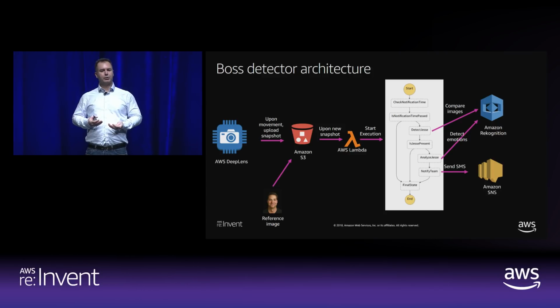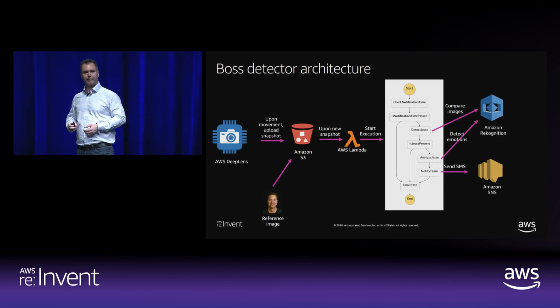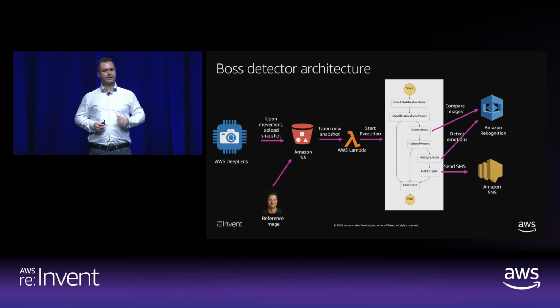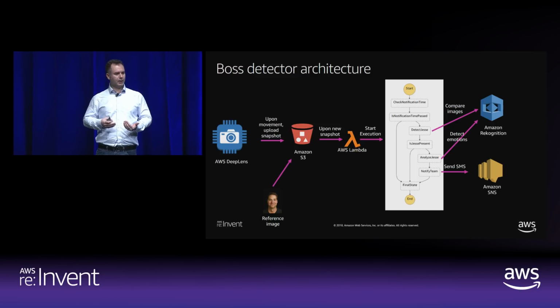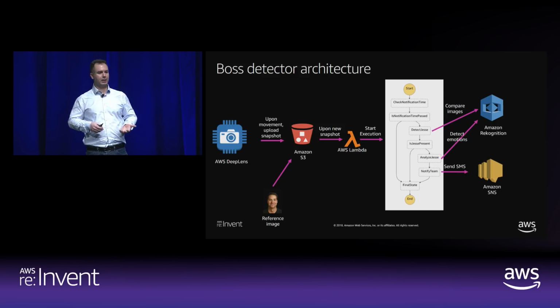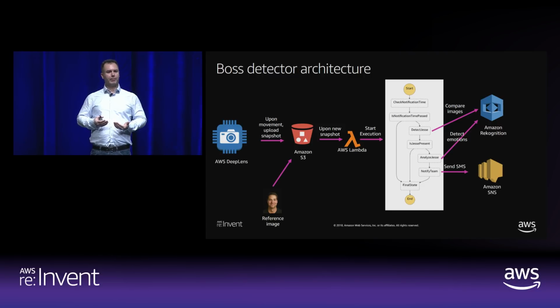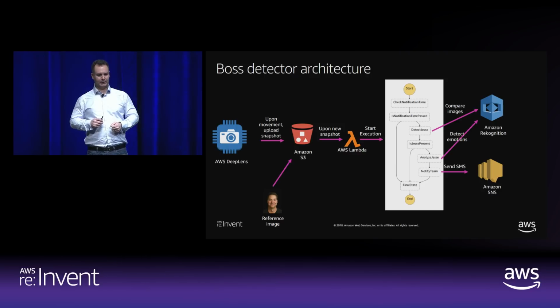Now, every time a new snapshot is uploaded from DeepLens into S3, this triggers a Lambda function, which launches the state machine that you see here. And we're going to run through it. The first state is called check notification time. And this is just a way to avoid repetitious notifications. If he goes into the team area, he's probably not going to be there for just 1 second. So I don't want to get a notification every second. I insist that 30 minutes of time pass between each notification of Jesse's presence in the team area. So if a suitable amount of time has passed, then we will move on to the detect Jesse state.